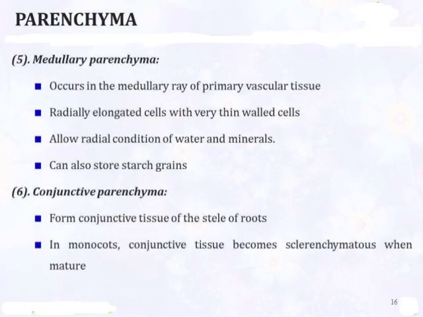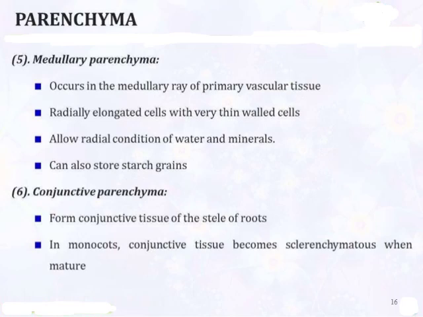The next type of parenchyma on the basis of function is medullary parenchyma. These parenchyma are present in the medullary rays of primary vascular tissues. These are elongated cells with very thin walls. They allow radial conduction of water and minerals. These medullary parenchyma cells also store starch grains.